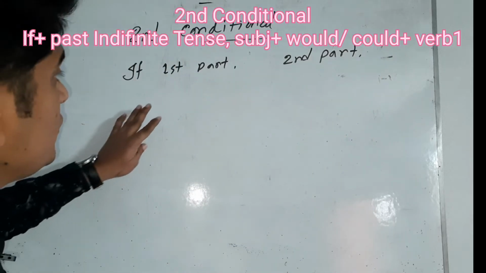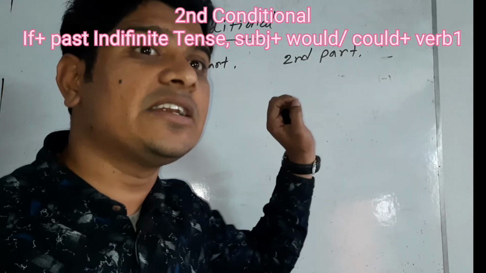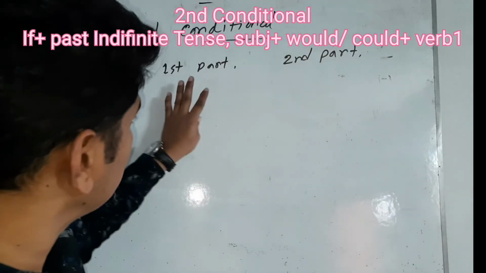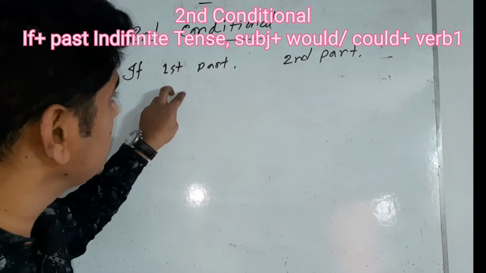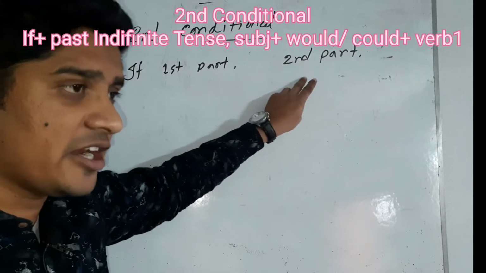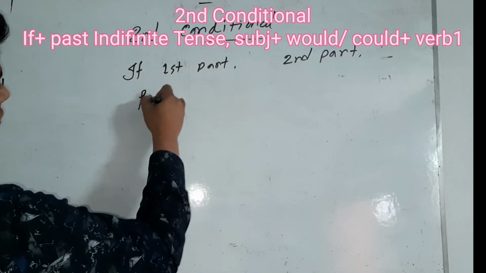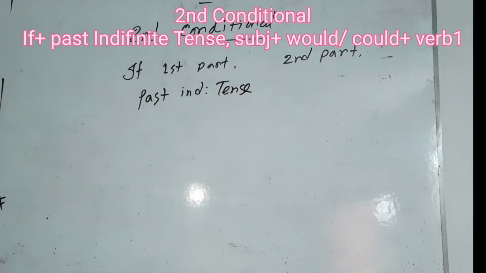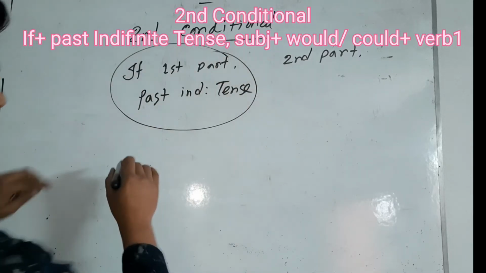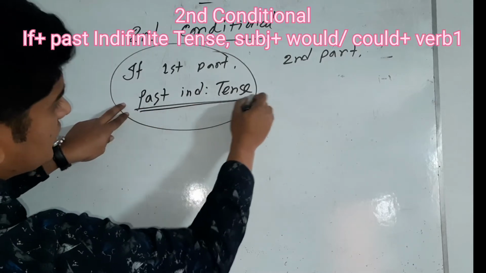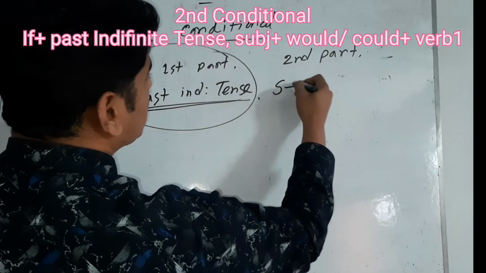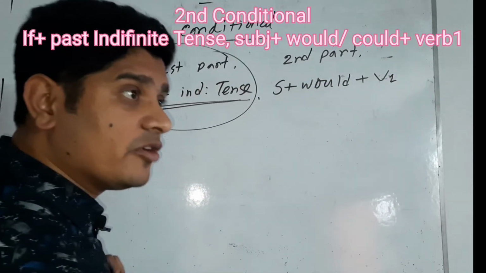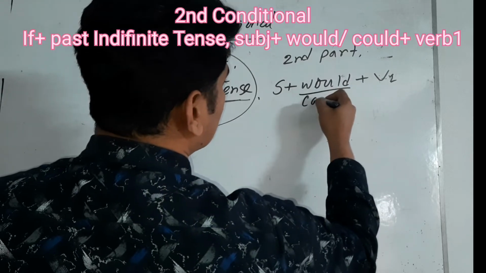Dear guys, if you see here that there is a past indefinite tense in the first part, then the second part will be subject plus would plus V1, I mean verb present form. You can also use could.